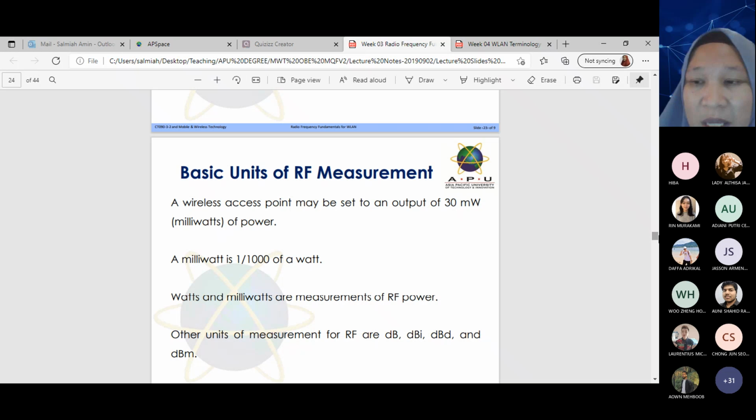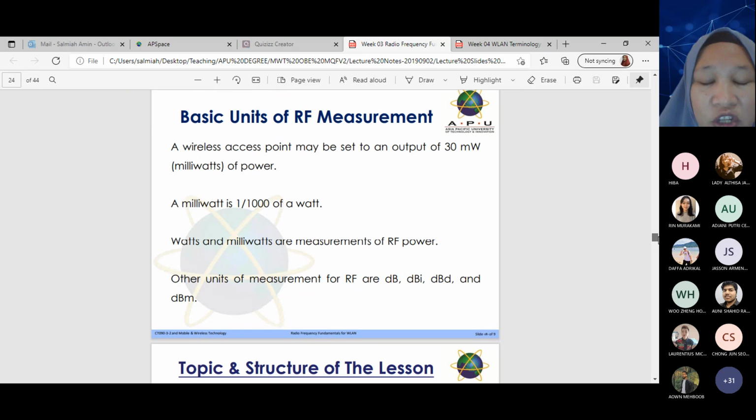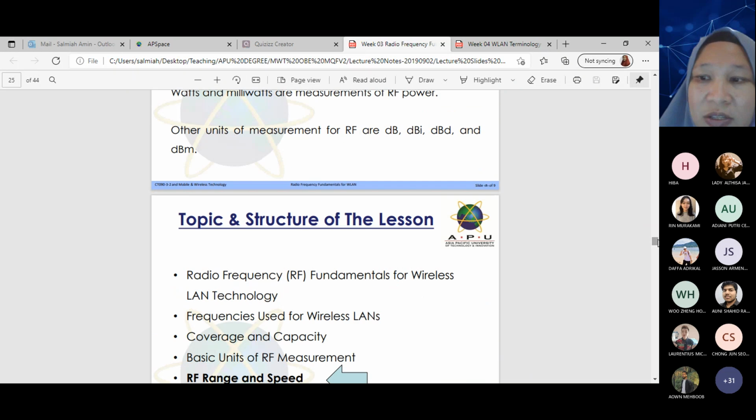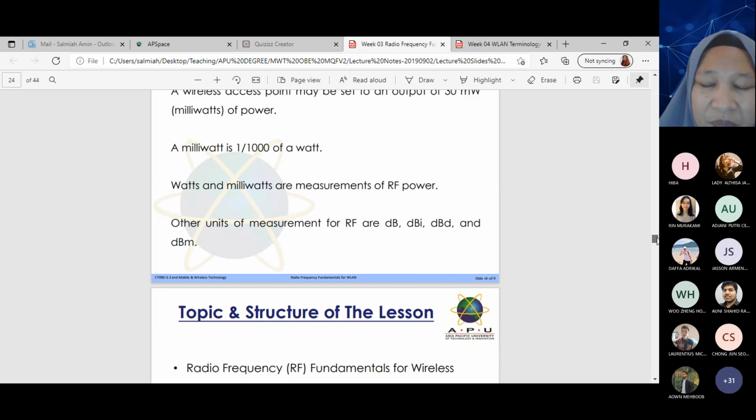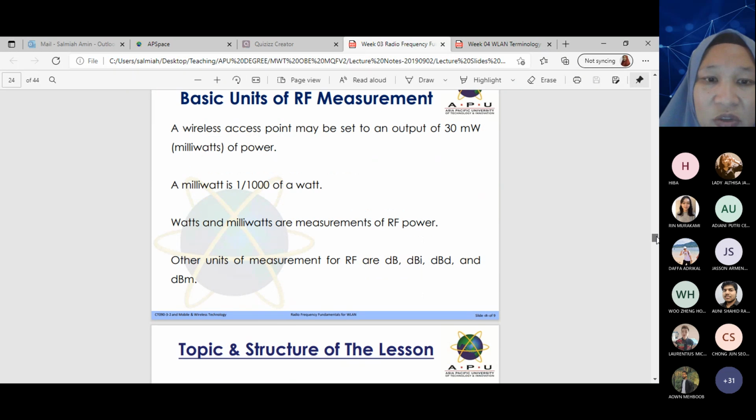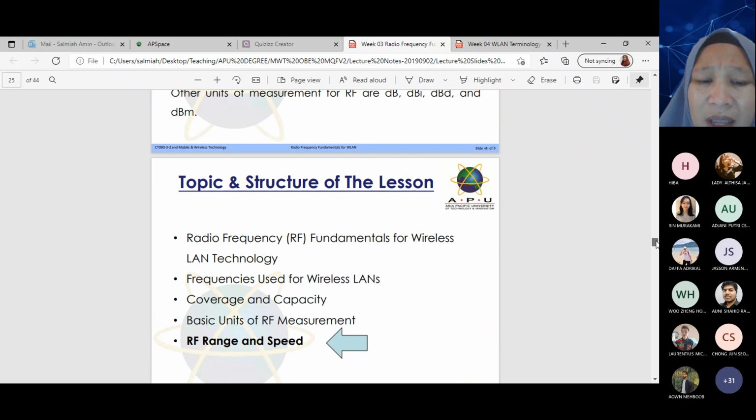All right. So that's basically what I want to mention about these slides in relation to our assignment. Okay. Not to be asked during the test and exam. And the last topic is radio frequency, range, and speed. If you have questions, please ask. So proceed with radio frequency, range, and speed.